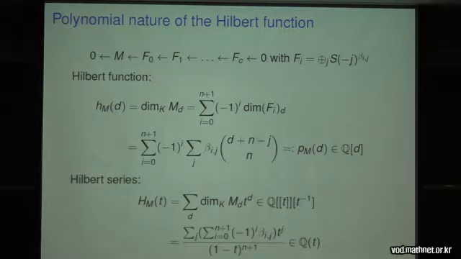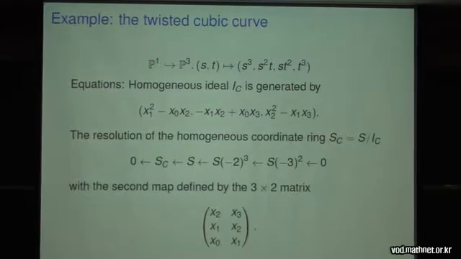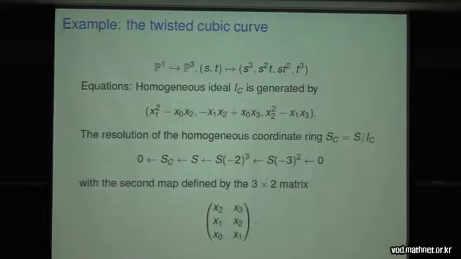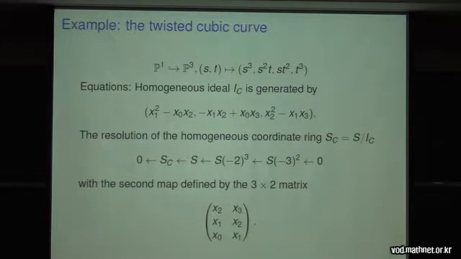So that was Hilbert's motivation. I should give one example. There's a twisted cubic, so I embed P1 into P3 by taking homogeneous coordinates (s, t) to (s^3, s^2 t, s t^2, t^3). And it's not hard to see that these equations are satisfied.